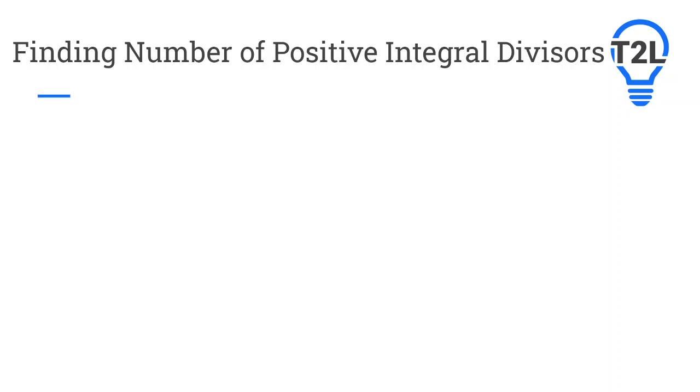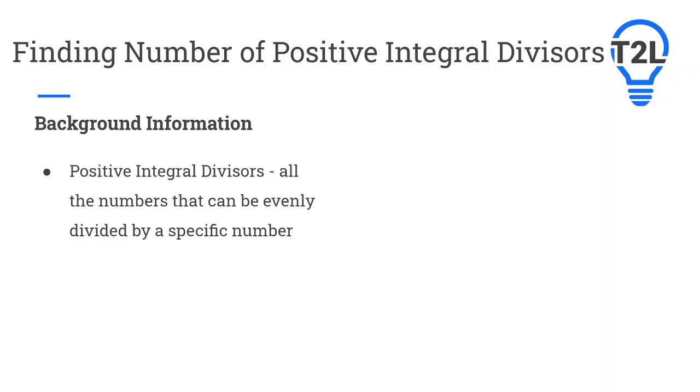Alright, so there's two things you can do with PID questions. One is you want to find the number of PIDs, and the other is finding the sum. So PIDs stand for positive integral divisors, and these are basically all the numbers that can be evenly divided by a specific number.